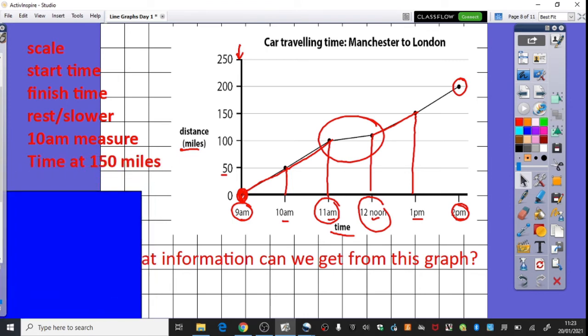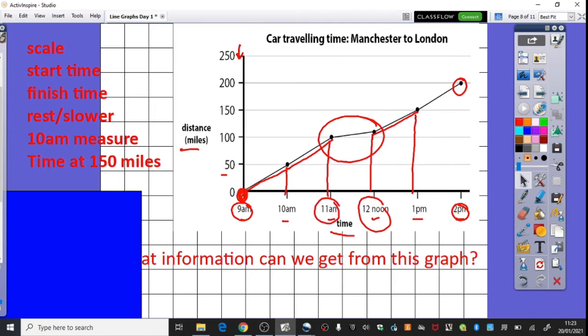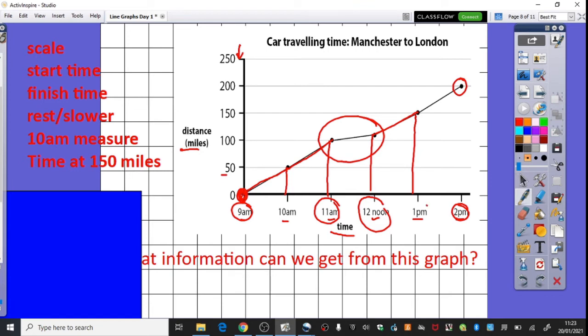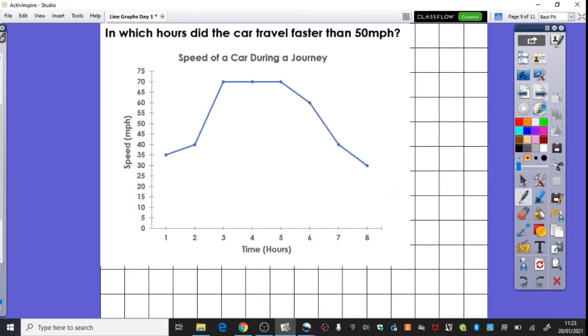So we can see that at 10 a.m., how far had they driven? 50 miles. We can see that at 2 p.m., they had driven 200 miles. And we can also think about what time it was when they'd driven 150 miles, and we can see there we've got 1 p.m. So there's lots of different information that we can gather from this one graph. So let's have a look at some of the questions we might get asked today.